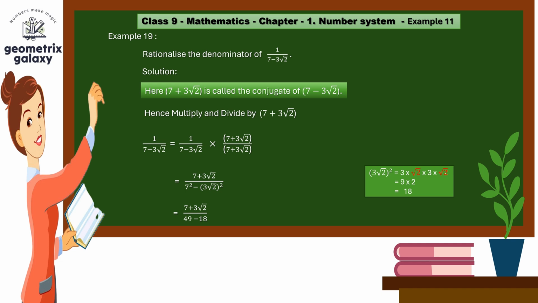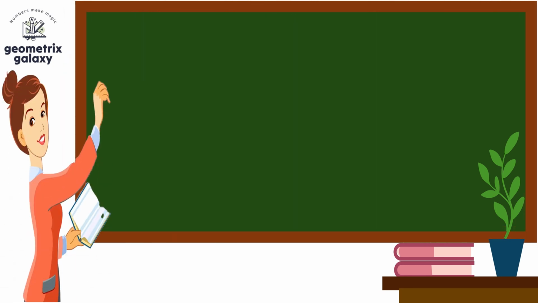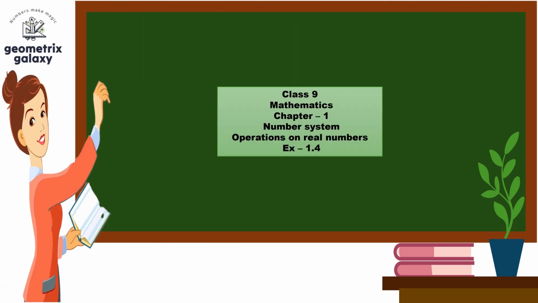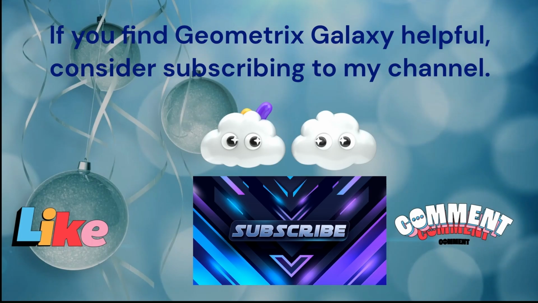How we got this 18 I have explained to you. Now if I simplify, the numerator will be the same, but the denominator is 49 minus 18, which is equal to 31. That's all in today's class, students. In the next video, we will see number system, operations on real numbers, exercise 1.4.